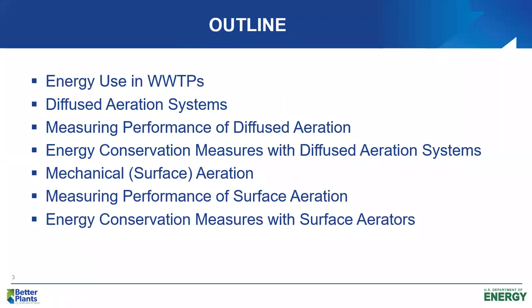So let's look at the outline. We're going to talk a little bit about energy use in wastewater treatment plants, especially related to the aeration systems. And then we'll talk about the two primary types of aeration system, diffused aeration systems. We'll talk about how we measure performance of diffused aeration systems. And then we'll look at energy conservation measures in diffused air systems. Then we'll look at mechanical or surface aeration and talk about how we measure performance of surface aerators. And then we'll also look at energy conservation measures for surface aerators. So that's our outline.